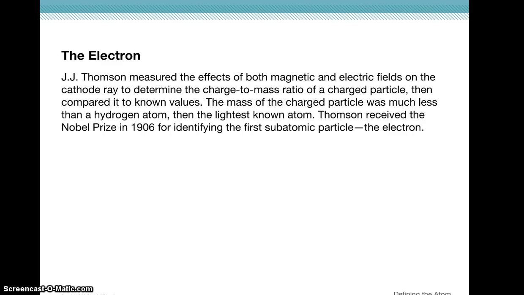And a guy named J.J. Thomson was the one that really discovered the electrons. He measured the effects of both magnetic and electric fields on the cathode ray. So he was able to show that the particles in that ray were attracted to the positive side of a magnetic field, so they had a negative charge. And then he was also able to determine the charge to mass ratio. So he was able to figure out that whatever these particles were, they were way smaller than a hydrogen atom, which is the lightest known atom.